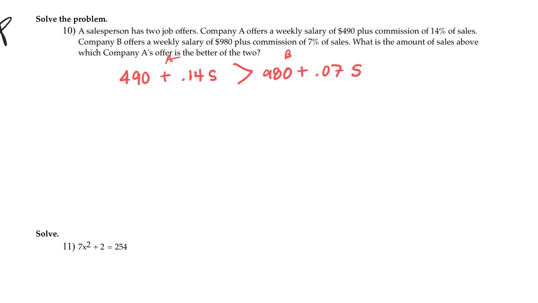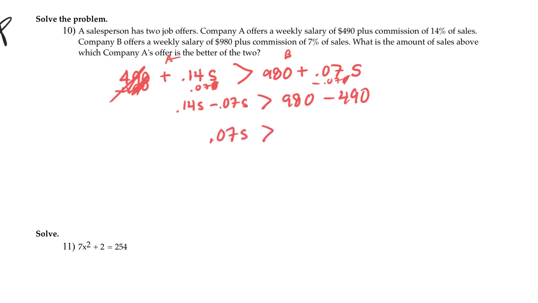Okay, so now to solve that, let me get our S's together. So 0.14S minus 0.07S is greater than 980 minus 490. So I just subtracted 490 on that side, and I also subtracted 0.07S on each side here too. Not 0.05, just 0.07, sorry. My S looks like a 5. So on the left side will be 0.07S, and on the right side will be 490 if you subtract those. And then divide both sides by 0.07.